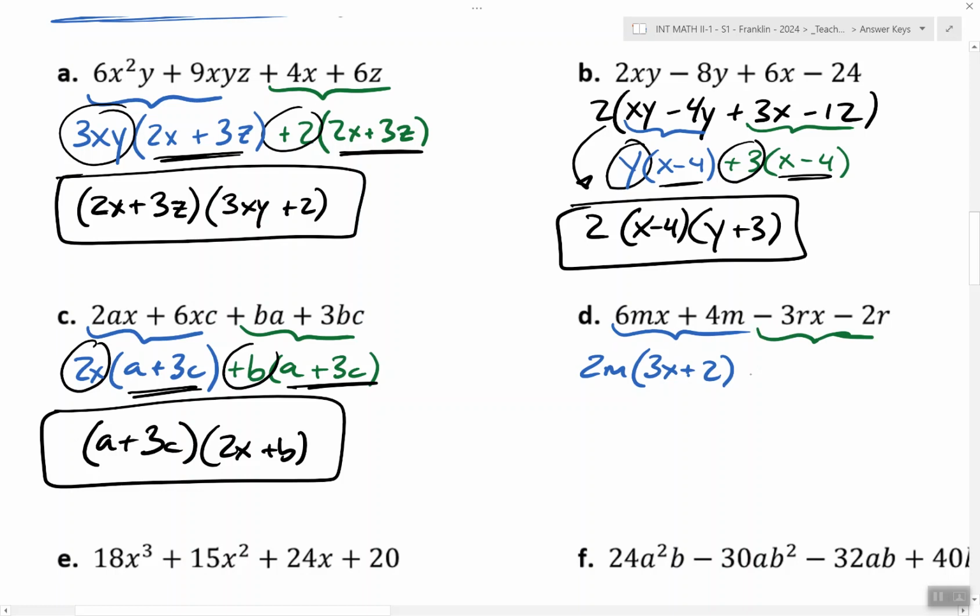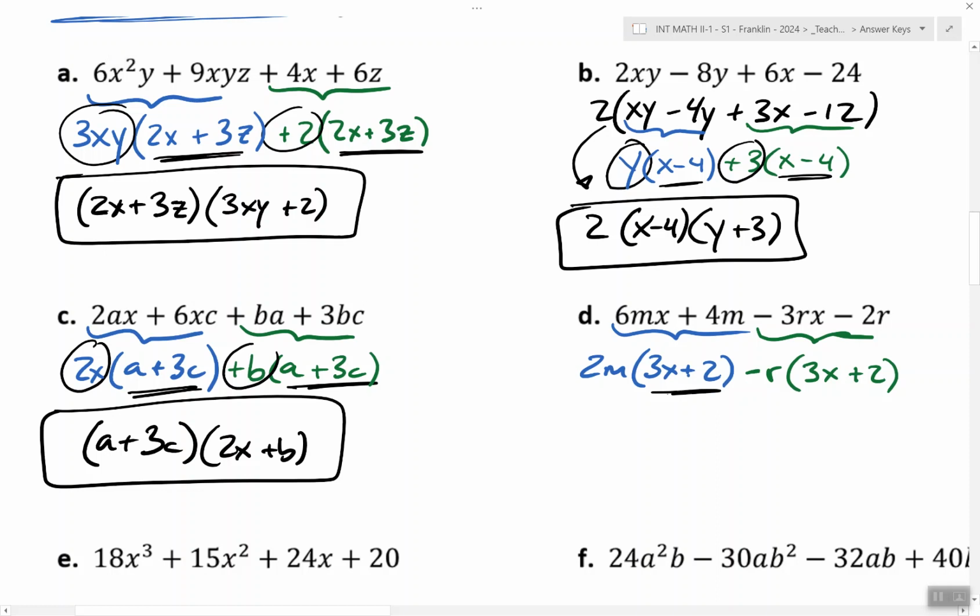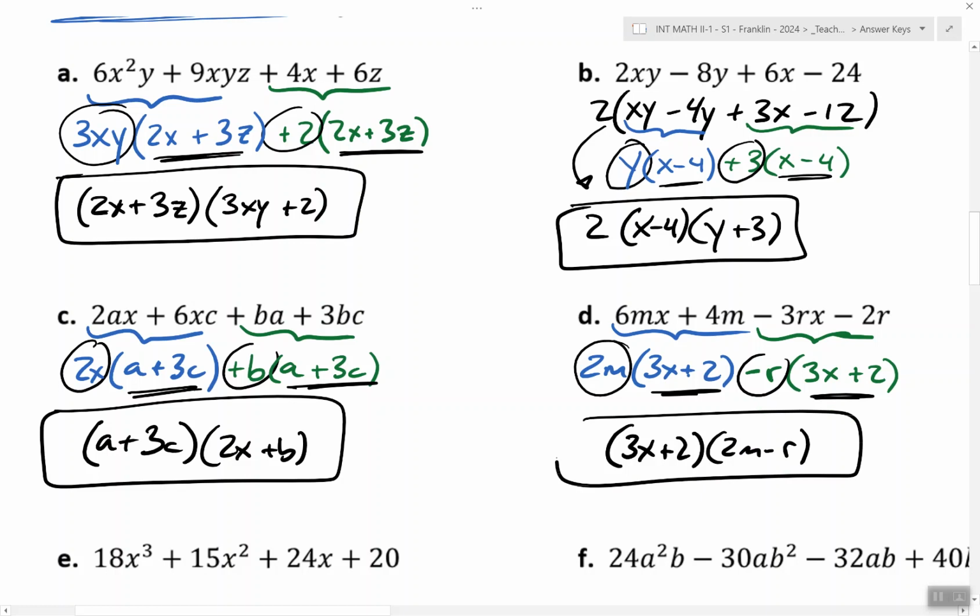We'll take out a negative. R looks like was all we can take out. And so we're left with 3x plus 2. And again, we've succeeded because we have the same common binomial there. So 3x plus 2 times, and then 2m minus r is what's left.